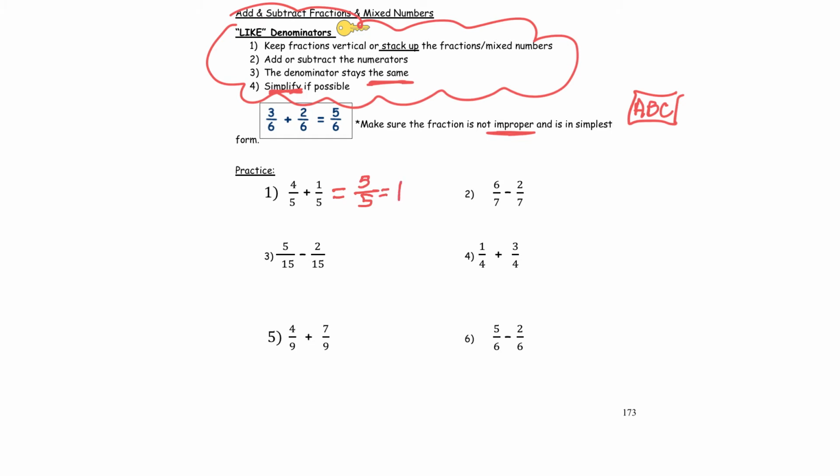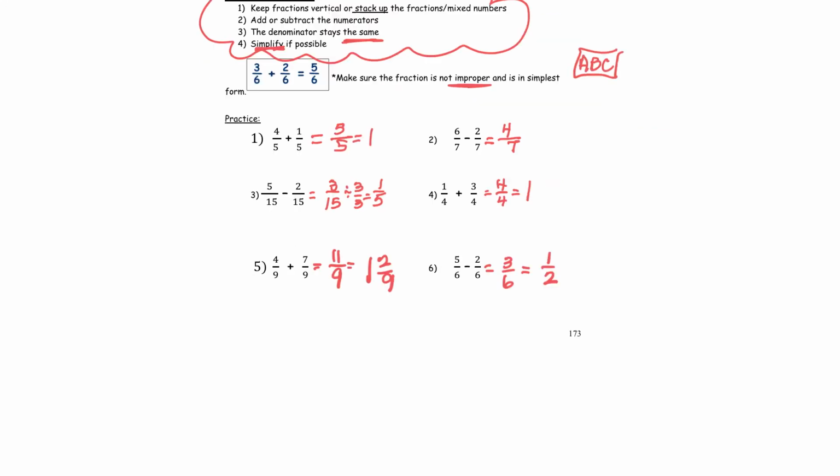Look at number 2. So basically, the denominator stays the same. We're subtracting, in this case, the numerators. Please be aware of the add and subtract signs. 6 minus 2 is 4. Is that in simplest form? Yes. And remember, you can check these in your calculator. Complete the rest of this page on your own, pause the video, and come back and check your answers.